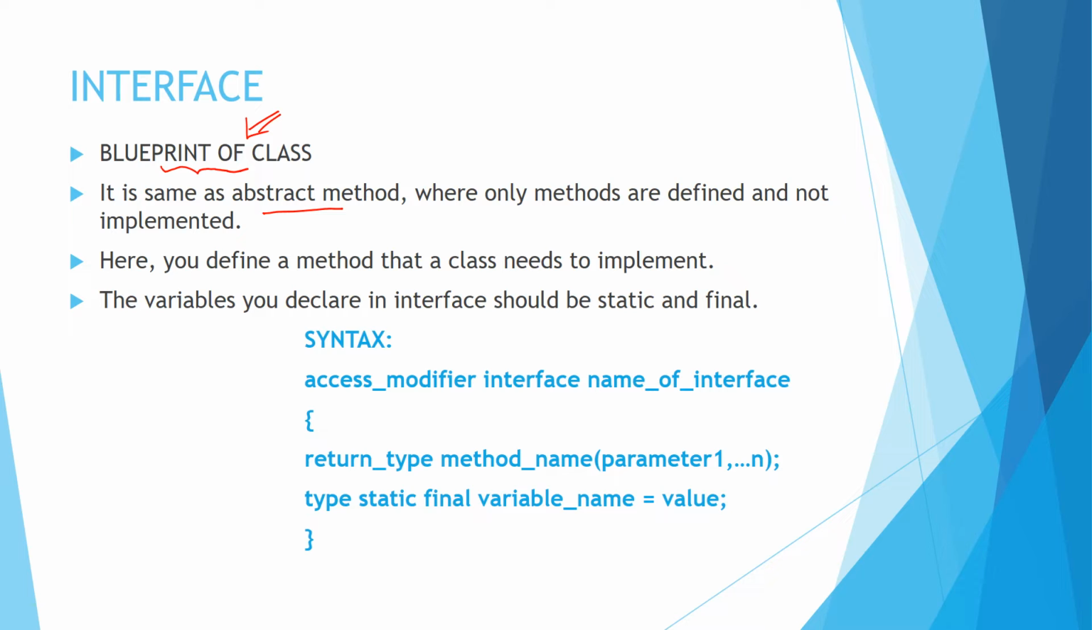This is the syntax of interface where you have an access modifier. So what is an access modifier? It is either public, private or protected, right? Then followed by the interface keyword, and then you should give some name for the interface you're going to provide. Then inside the block of statements you have method name along with arguments. If you want arguments, you need to give arguments in the parameters, and then if you're going to declare a variable, it should be static and final. So this is the syntax of interface.